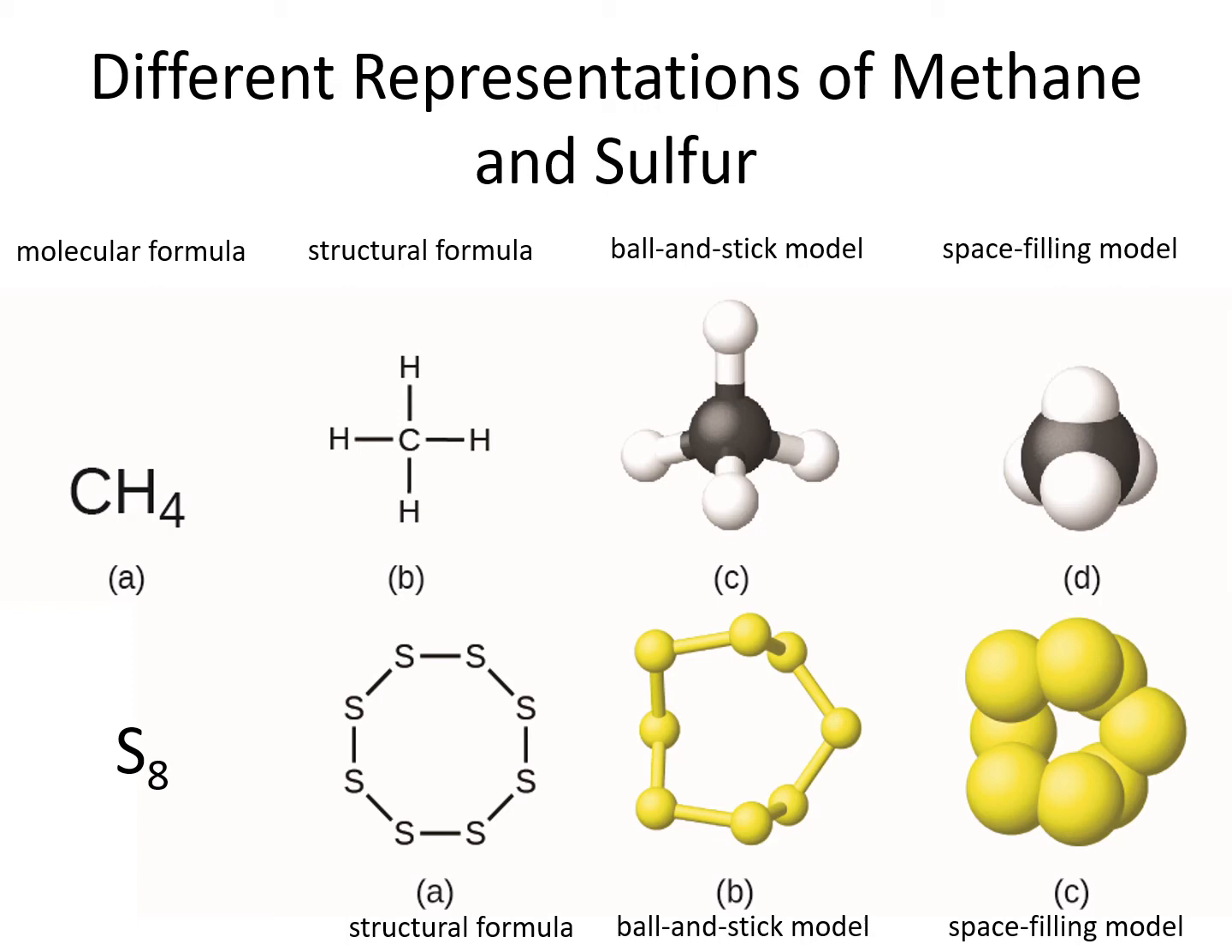A ball and stick model gives us a 3-dimensional picture of the molecule, while still showing us the attachments between the atoms. We can see from the ball and stick models of methane and sulfur that the molecules are not flat, even though the structural formula is drawn flat.